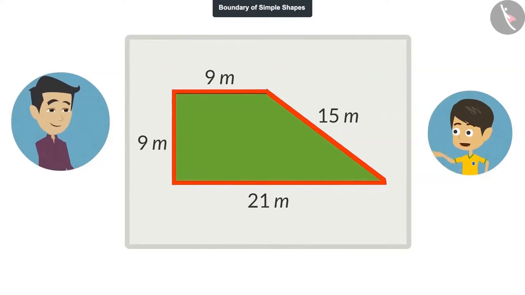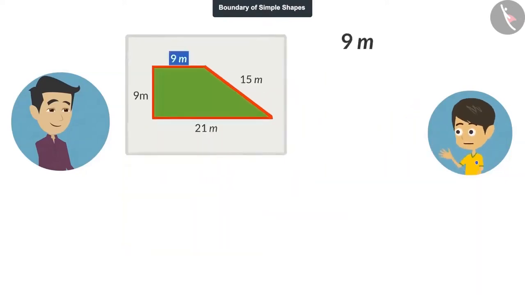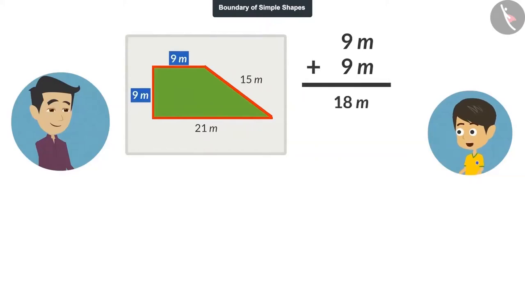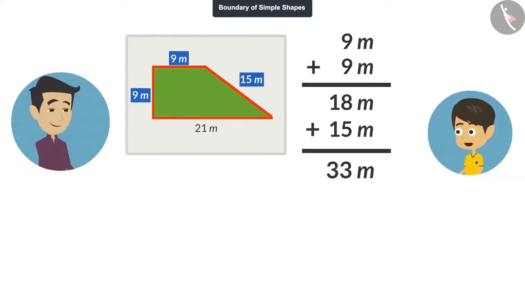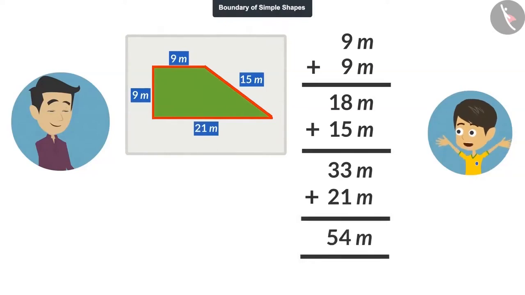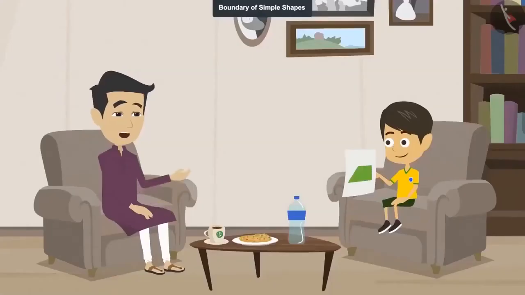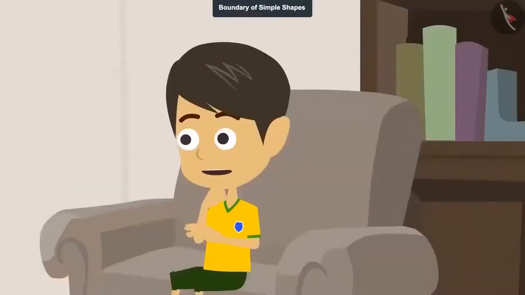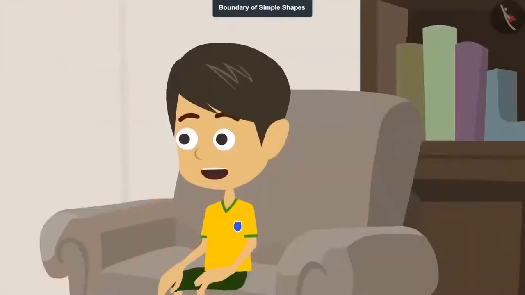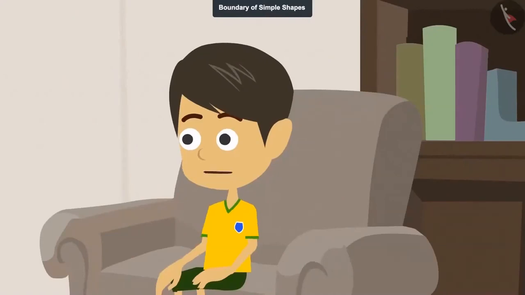Okay, now I know the length of all the lines. By adding these, I will get the length of the field's boundary. If you add 9 meters to 9 meters, the answer will be 18 meters. If we add 15 meters to 18 meters, the answer will be 33 meters. And if we add 21 meters to 33 meters, the answer will be 54 meters. That means the boundary of this field is 54 meters. Yes, Rayansh, you are right. That is true. But why are you finding the length of the boundary of this field?